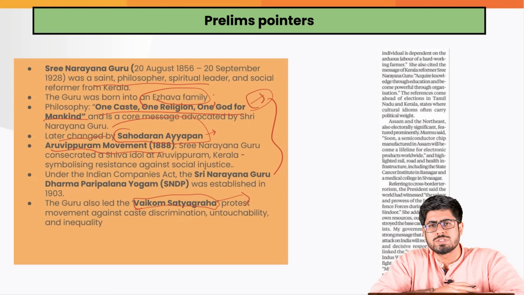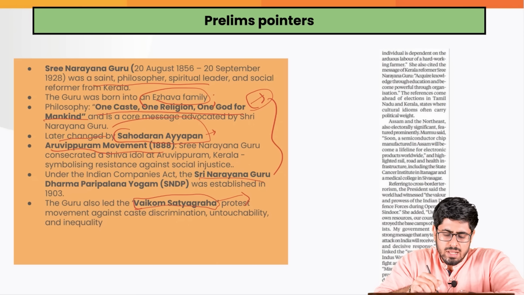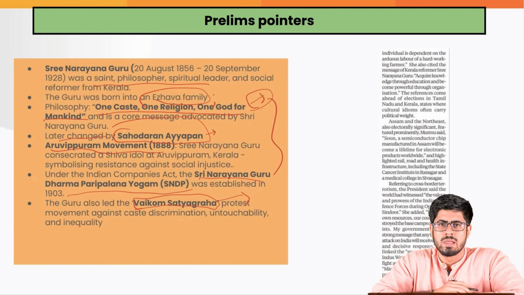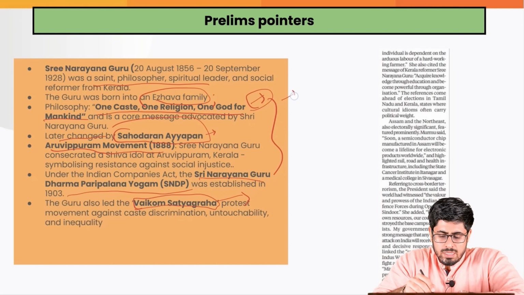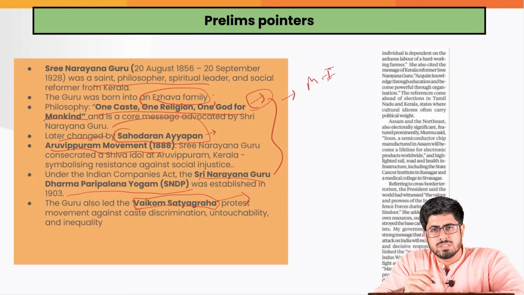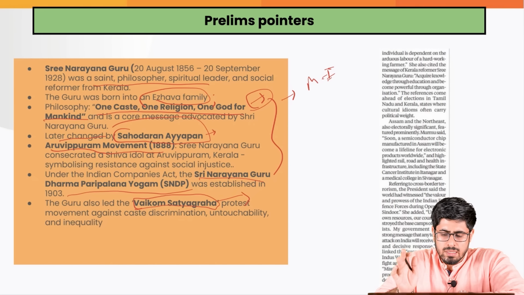The followers of Sri Narayan Guru established the Sri Narayan Guru Dharma Paripalana Yogam, the Dharma Paripalana Sabha, in Kerala of that time. He is a very renowned figure of modern Indian history. Questions on personality-based issues have come in the prelims, so kindly keep this in mind.